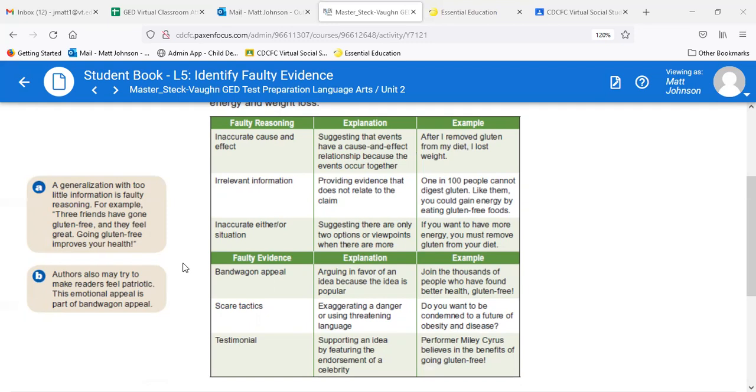So faulty reasoning, right? An inaccurate cause and effect. So suggesting that events have a cause and effect relationship because the events occur together. After I removed gluten from my diet, I lost weight. That doesn't necessarily mean that because you removed gluten you lost weight. Removing gluten also means you remove a lot of carbs. So that could actually be the reason you lost weight, not because you removed the gluten.